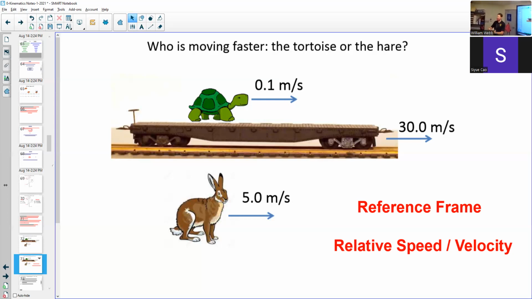Are we speaking relative to the ground? Are we speaking relative to one another? We have to be careful about that.